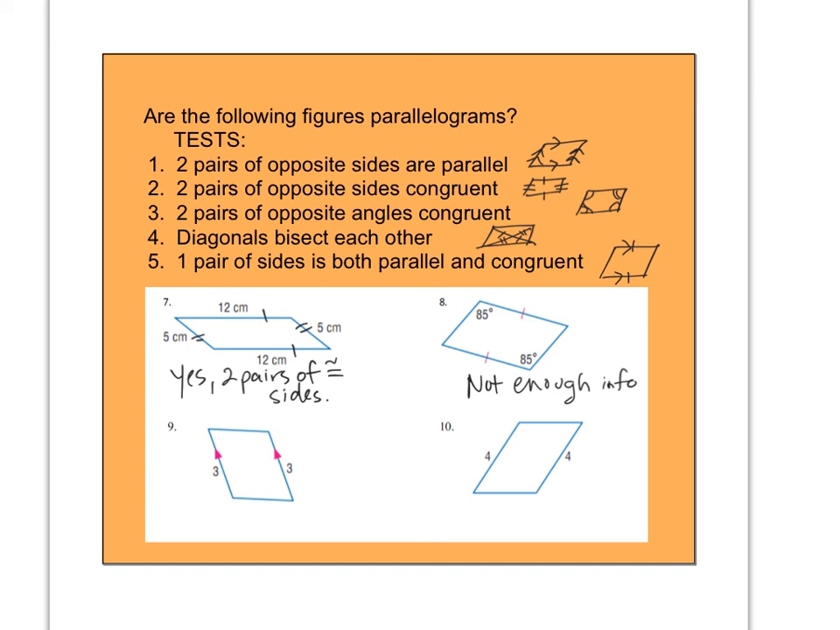Number 9, what do you think? Is there enough info there? The answer is yes. It's like number 5 up above here. You have one pair of sides that is both parallel and congruent. So since the 3s and the arrows are on the same sets of sides, that is a parallelogram. How about number 10? Number 10, there is not enough info. We only have one pair of congruent sides, and we need 2, so not enough info.